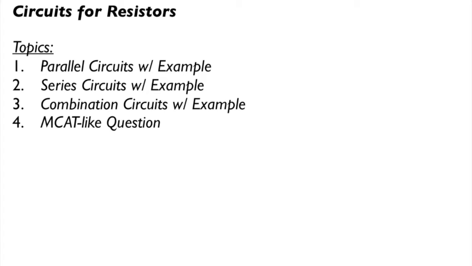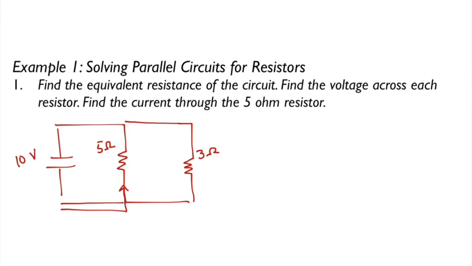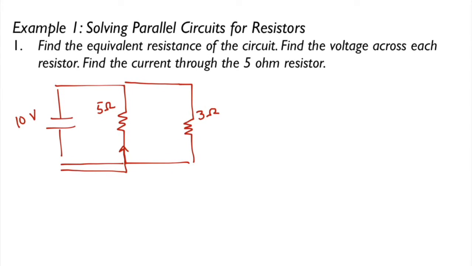So in this video specifically we're going to cover parallel circuits and provide an example and go over series circuits with an example. You can also see combination circuits with an example and an MCAT-like question for circuits for resistors in the following video. So what we're going to cover first is parallel circuits for resistors and how to solve for the equivalent resistance and tell the relationship between voltage and current for parallel circuits, and then calculate the current through the 5 ohm resistor for this problem here.